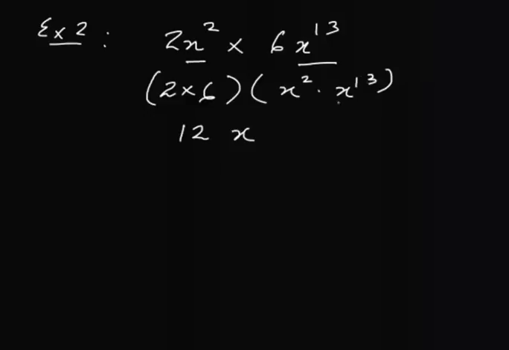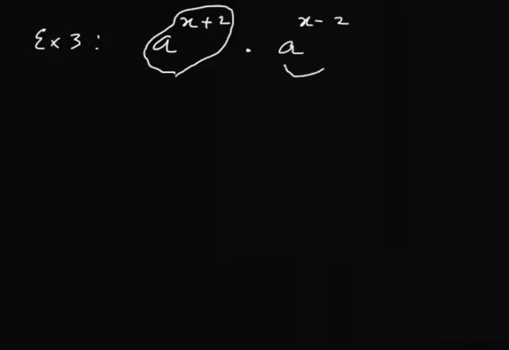These two expressions here have the same base, which is x. According to the law of exponents for products, we can simplify this by simply adding the exponents. And in this case, our answer is 12x raised to the power of 15. That is, 2 plus 13 is equal to 15. And that's our answer there.